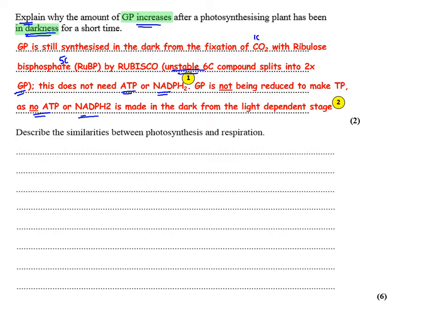So it's still being made in the dark for a short amount of time, and it's not being used, therefore its concentration increases in the stroma of the chloroplast. So that's the 2 marks there.